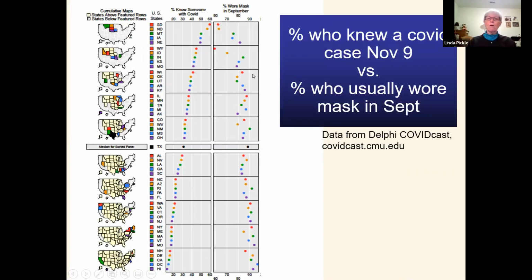If you take the long view here and look at this pattern, I think you can see an inverted V. What this means is that the states that have the highest percent of people who know someone with COVID now in November, or at the time in November, were states that had the lowest percentage of people wearing a mask in September. So we get this inverted V shape.